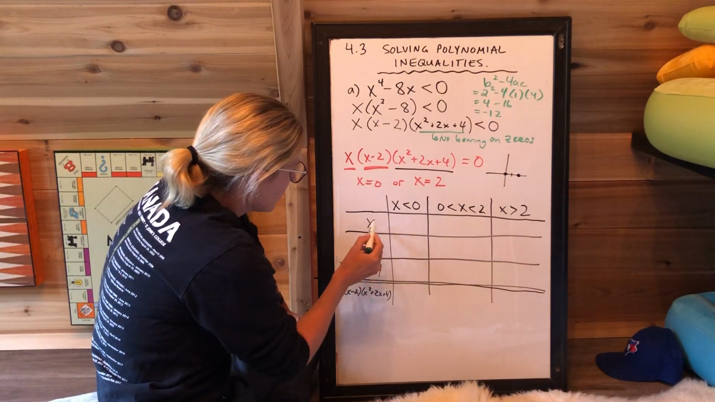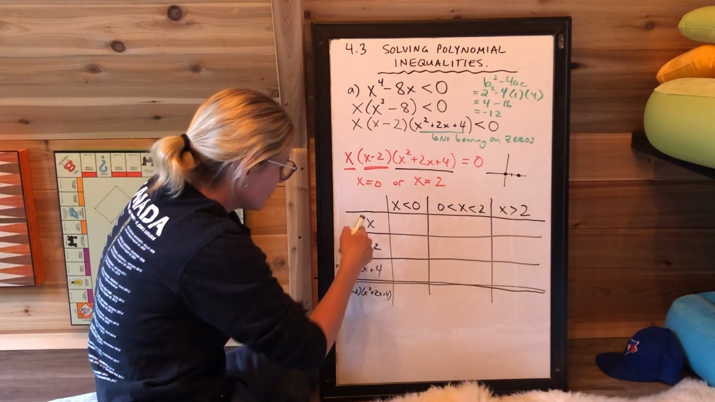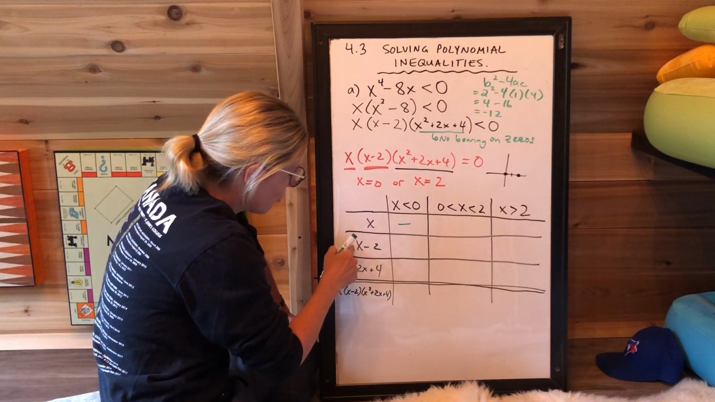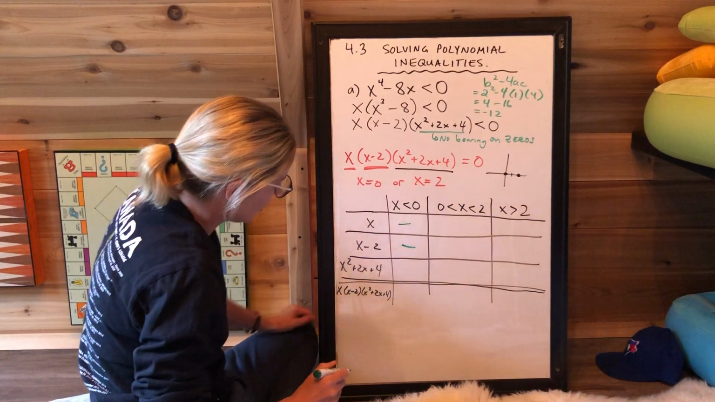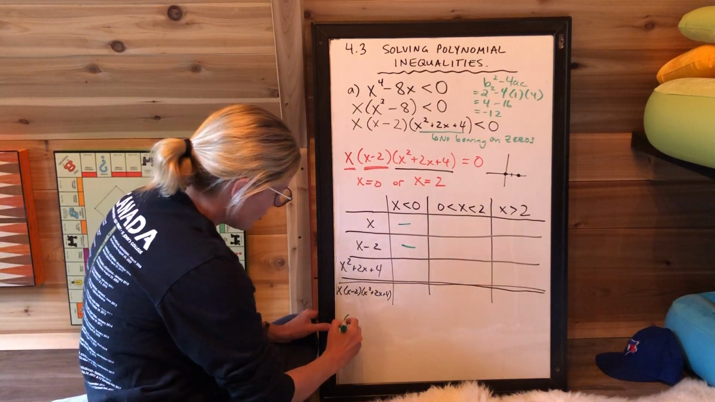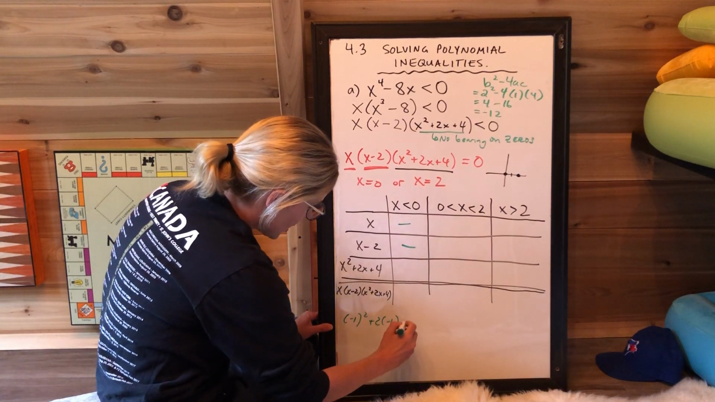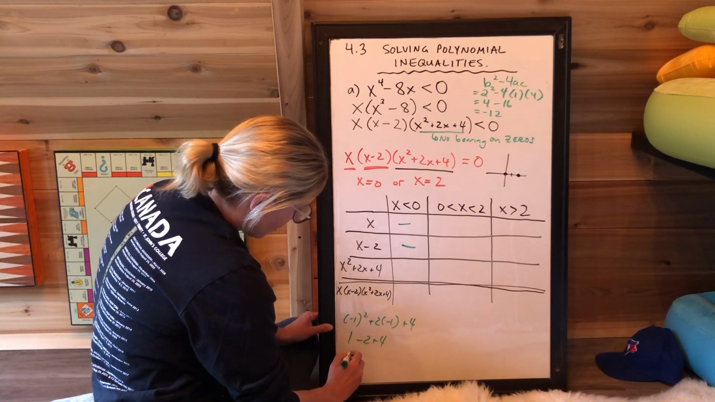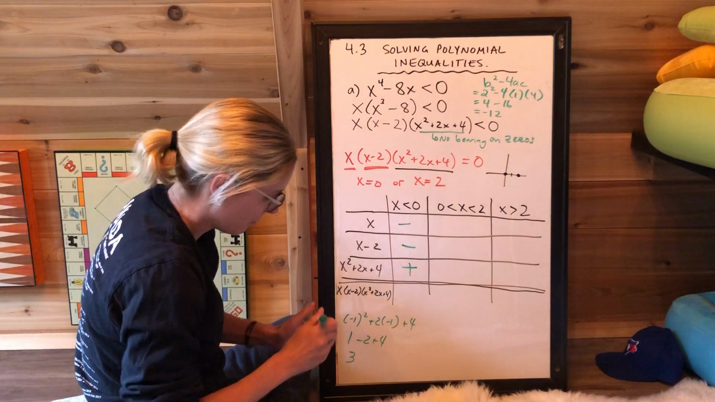So here, you want to pick a value less than 0. If I pick negative 1 and put it in there, that's a negative value. I put a negative 1 in here: negative 1 minus 2 is negative 3, a negative value. I put a negative 1 here, and maybe you have to do some math on the side. Negative 1 squared plus 2 times negative 1 plus 4: 1 minus 2 plus 4. I get 3. 3 is a positive value. I put it there. Okay?